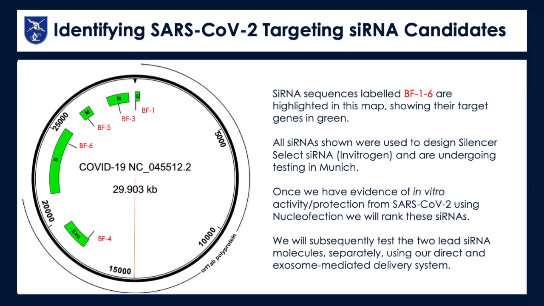The top 5 sequences were selected and have been mapped on the circular map of SARS-CoV-2. BF2 was cancelled because of its high GC content. These have been ordered from Invitrogen, and experiments should begin as quickly as the siRNA arrives. Dr. Joachim Boogert will start out using nucleofection, and then we will test out both our delivery system's ability to deliver siRNA and protect cells from viral infection.